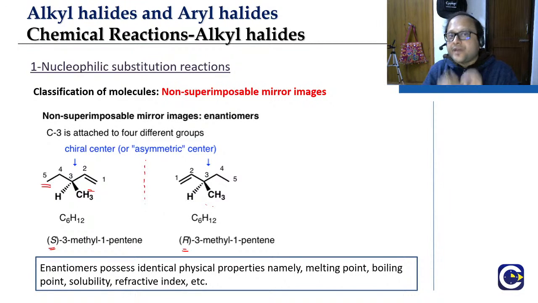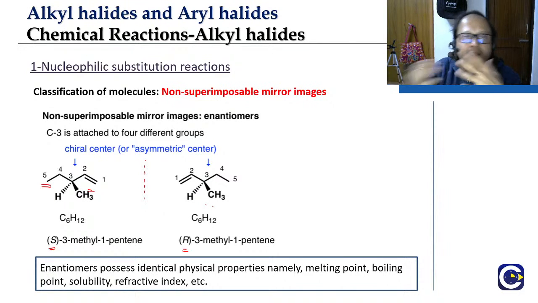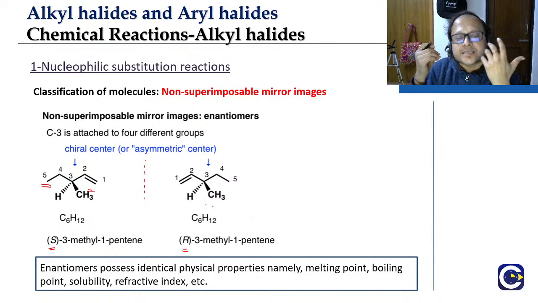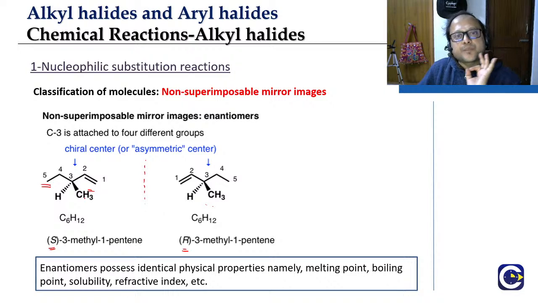And one thing is very important: all the properties that we have, like melting point, boiling point, various physical properties, are the same for both enantiomers. So these two are going to behave in a similar fashion as far as any physical property is concerned, right? So I hope enantiomers are quite clear now to all of you, right? Two things: non-superimposable mirror images, and two, presence of chiral carbons, right? And third, their physical properties are identical, right?